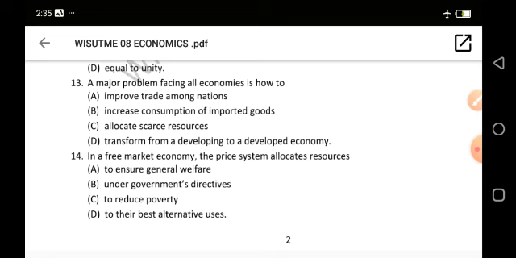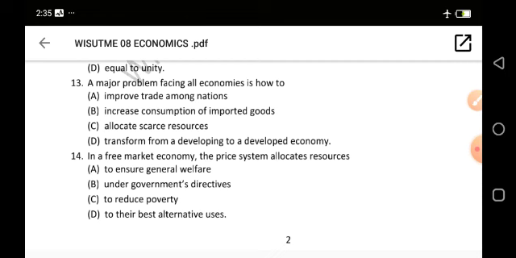So in a free market economy, the price system, meaning the relationship between demand and supply, determines who gets the commodity. In this case, the price system allocates resources to their best alternative uses.